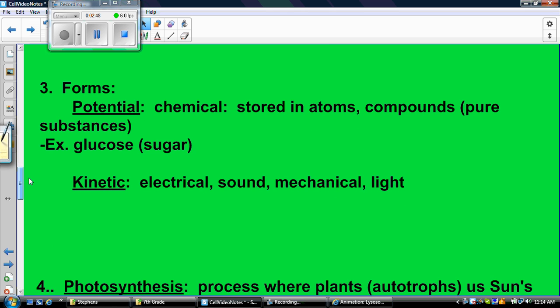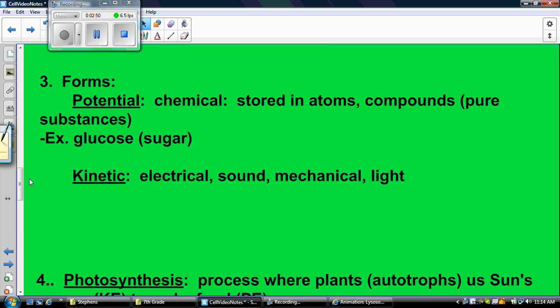Now, let's also review the different types of potential energy. Potential energy includes chemical energy. That's what we're going to be talking about a lot, because chemical energy is the energy that's stored in atoms or compounds, which are pure substances. When I talk about glucose or oxygen, those are both compounds, pure substances that contain stored energy, chemical energy. So that's your example, glucose.